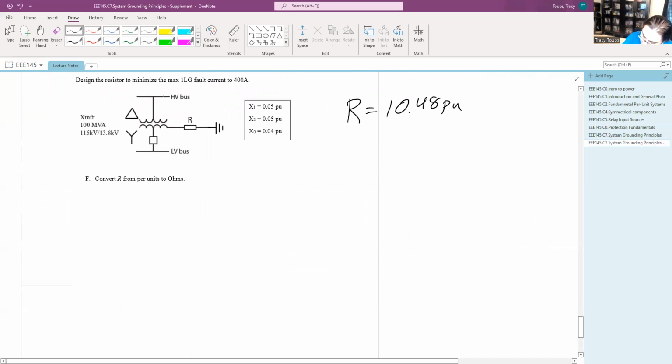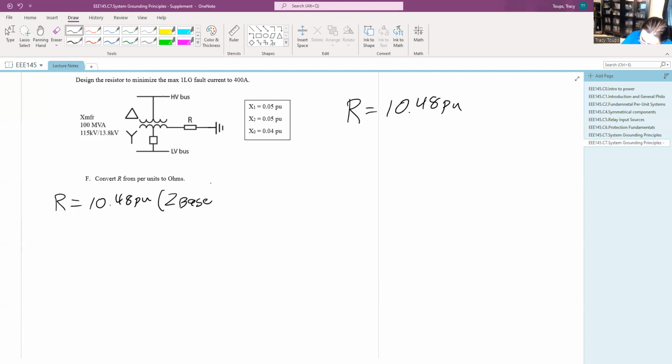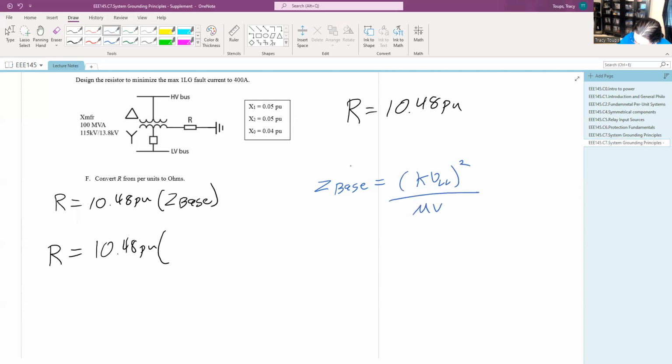So this is your basic per unit example. If I know my R is equal to 10.48 per unit, I need to multiply by my Z base to get the correct value. Okay, now, so it's 10.48 per unit times something. We got to figure out what that something is. So let's do a sidetrack: Z base. Okay, if you remember, to find the base impedance is always your kV line to line squared divided by your MVA. The k squared and M will cancel out.